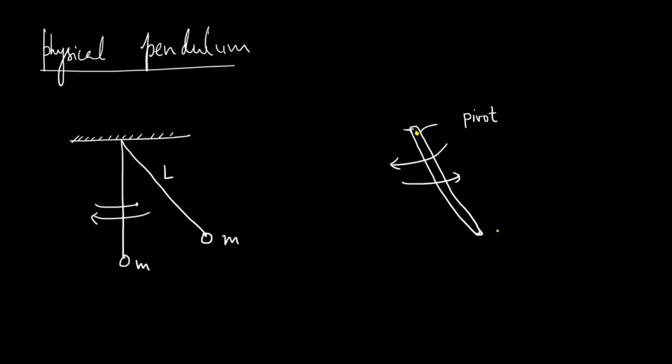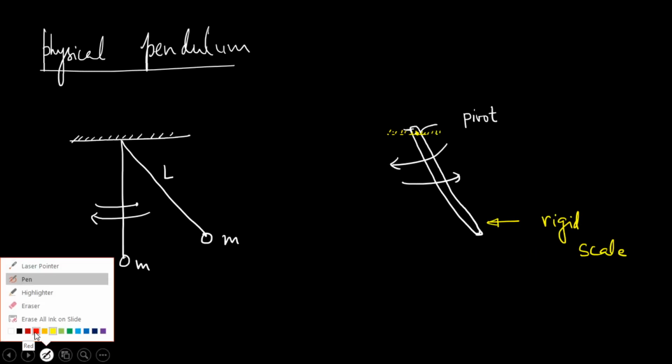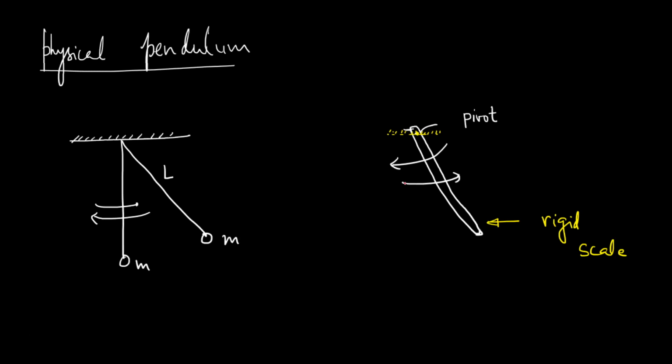But this time it's not a particle mass, but a rigid scale. So this is our classic simple example. So can we write accurately the equations describing the motion of these two objects? So this is the center of mass.